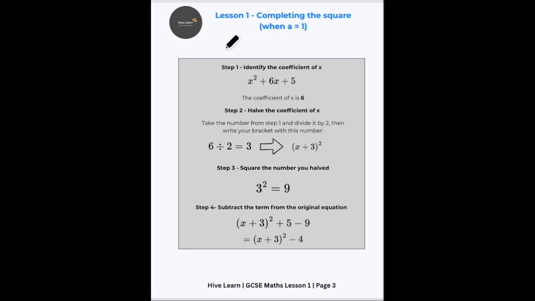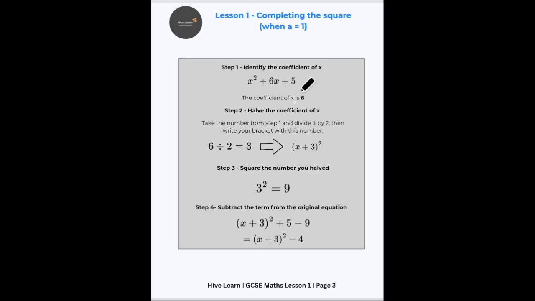Okay, just a recap. What we mean by quadratic form is when it is in the form of ax squared plus bx plus c. Completing the square is a method that rewrites a quadratic into a nice compact form that tells us loads of information, especially the turning point. So it is very, very useful when we're sketching graphs or we're trying to find the minimum and maximum point, or even when we're solving quadratics that cannot be factorized.